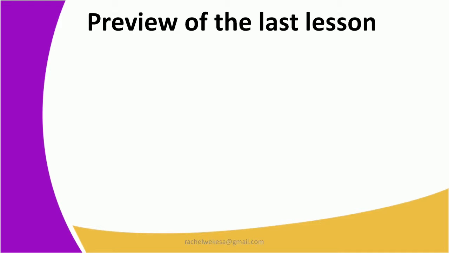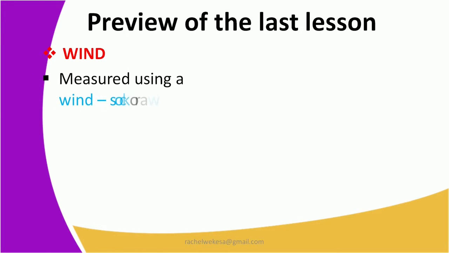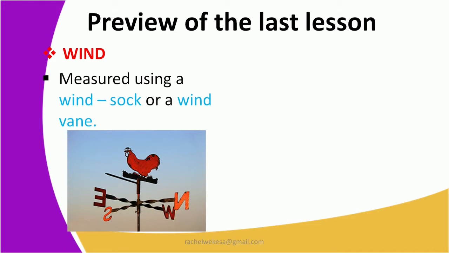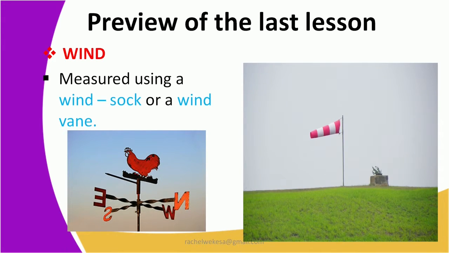For the previous lesson, it was still about the weather conditions, and in the last lesson we were looking at wind. Wind is moving air, a mass of moving air. Sometimes the wind blowing may be strong or maybe even mild. Wind is measured using a windsock or a wind vane. Below is a wind vane. On the next image on the right is a windsock.